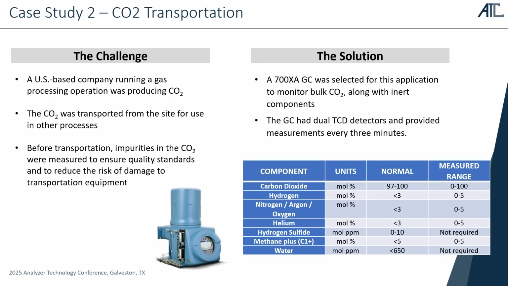The next one is a CO2 transportation application where a US-based company was running a gas processing operation producing CO2 that was being transported from the site for use in another process. Before transportation, they wanted to measure any impurities in the CO2 to ensure the quality of it and reduce the risk of any damage to transportation equipment. In this case, an Emerson 700XA GC was selected to monitor the bulk CO2 along with the inert components, and this had a dual TCD detector and was providing a measurement every 3 minutes.